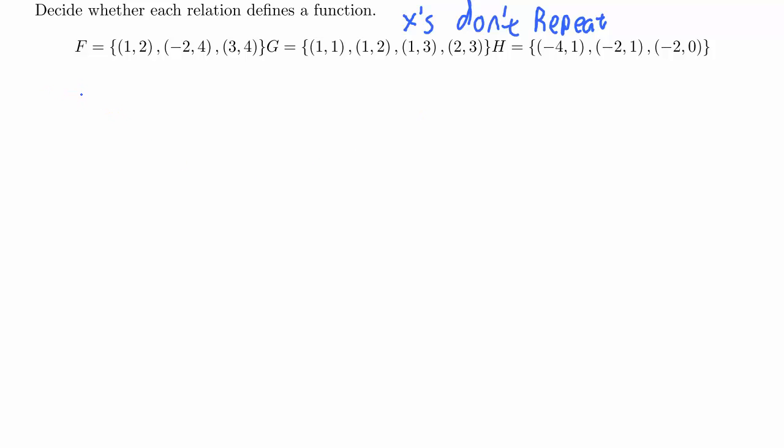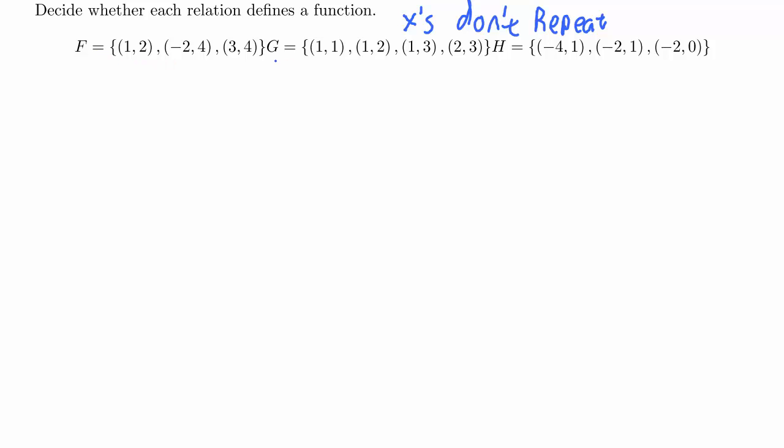One thing to keep in mind, relations are simply a set of coordinates. That's what f, g, and h here are representing. So f is the set of coordinates (1, 2), (-2, 4), and (3, 4). So what I want to do is figure out, are these functions?